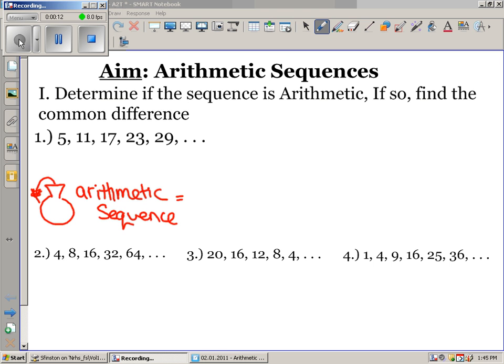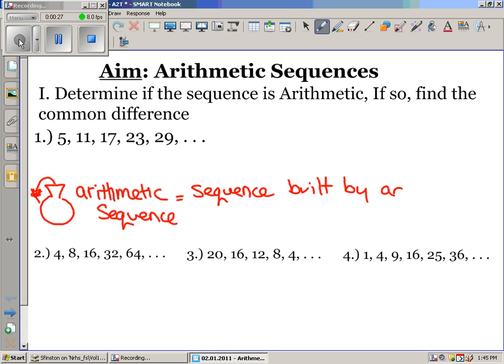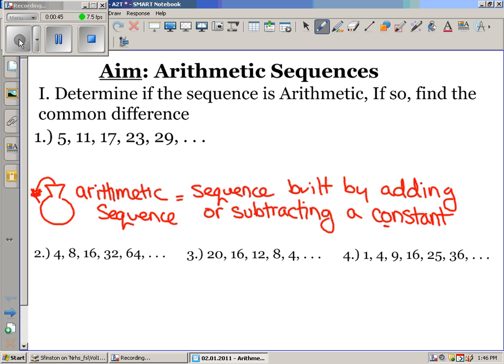What's an arithmetic sequence? An arithmetic sequence is a sequence built by adding or subtracting a constant term. And that's super important, a constant term.